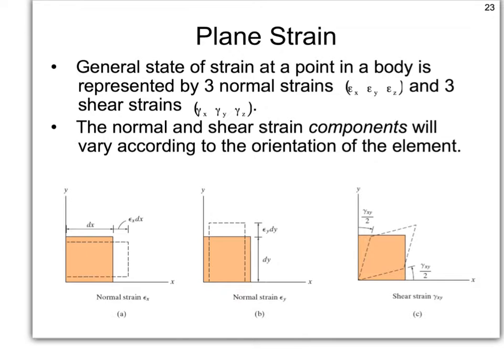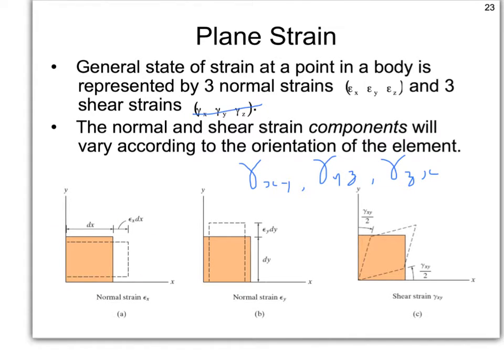Actually, I've just noticed that there's a little bit of an error in the notes. For the shear strain there should of course be two subscripts to denote the direction. So we should have gamma XY, gamma YZ and gamma ZX to properly denote those shear strains and their directions.